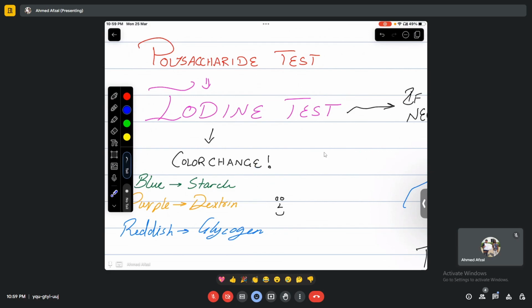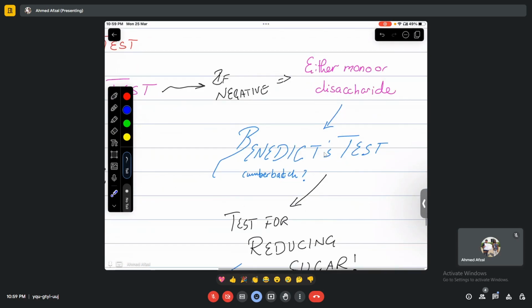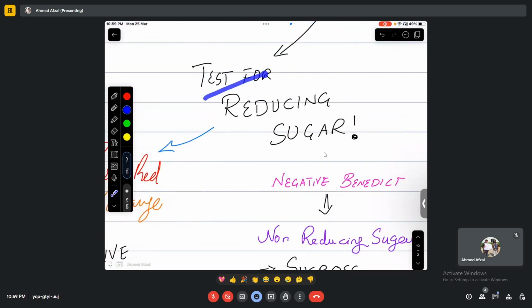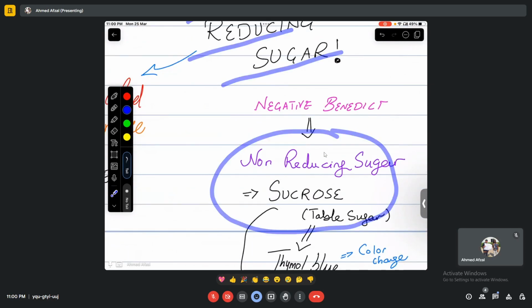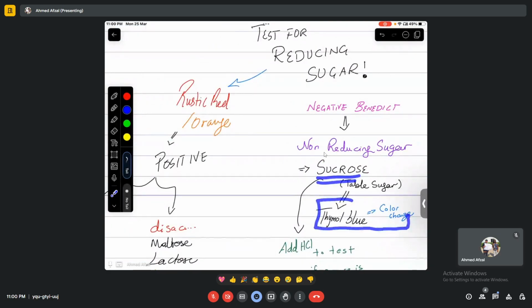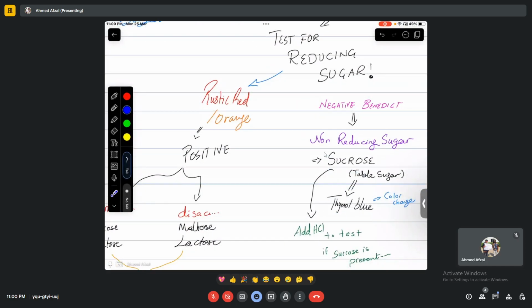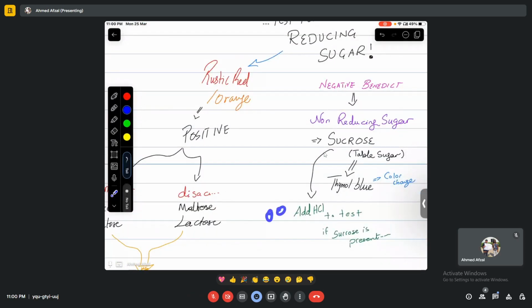If the test is negative, that means the solution contains monosaccharides or disaccharides. Then the third test would be the Benedict's test, and a negative Benedict's test would mean that the solution contains non-reducing disaccharides, for example, sucrose, indicated as thymol blue test. There may be other tests that could be performed, as Avid had mentioned, for example, one with HCl. However, that is not given on this scheme that we are following in this course.